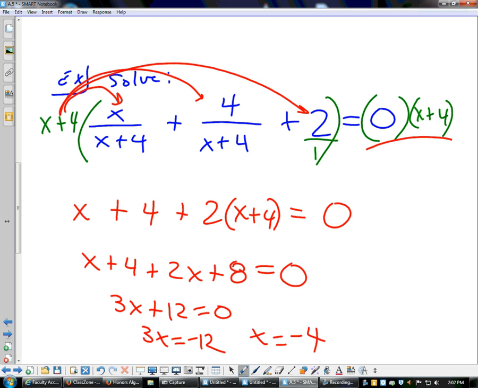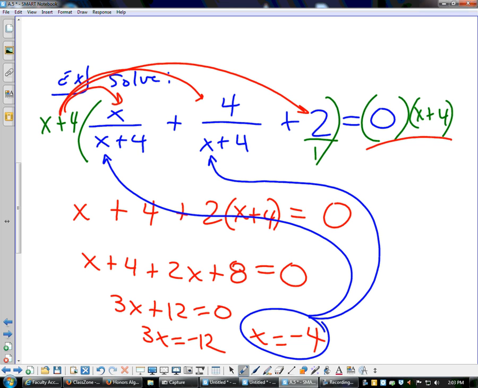But do you notice a problem with that? Well, the problem with this solution is that if I try to plug it in to test it, if I try and plug it in for x here and here and here and so forth, I would end up dividing by 0, and that's no good. So x equals negative 4, we would actually call this an extraneous solution. And in math, what that means is it's a solution that works for some equation that popped up during our solution process, but not the original equation.